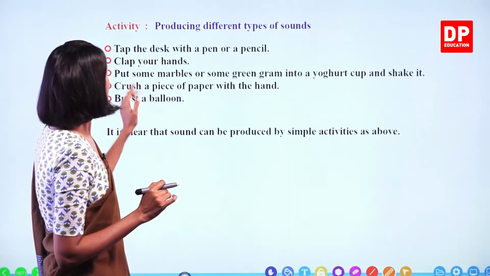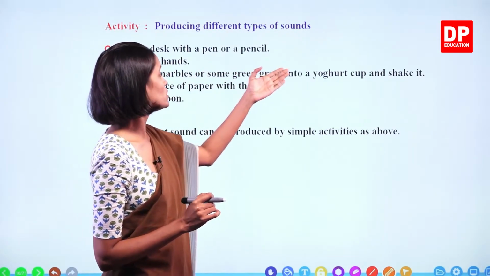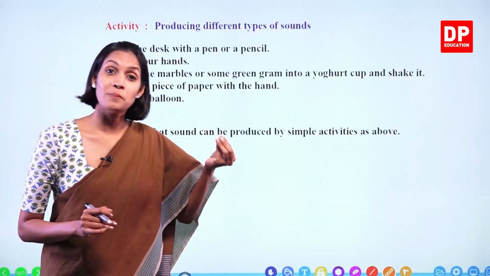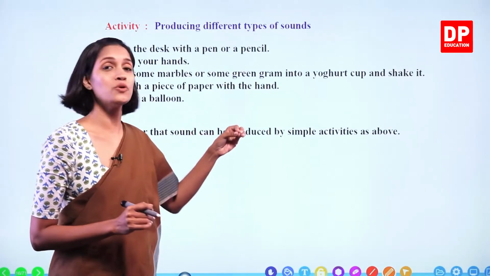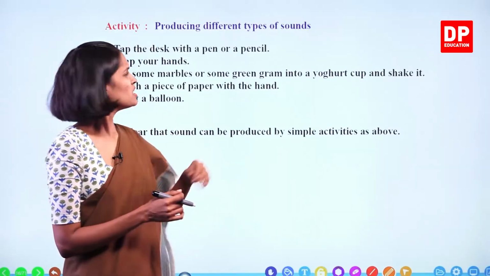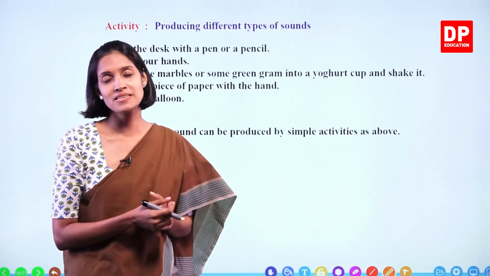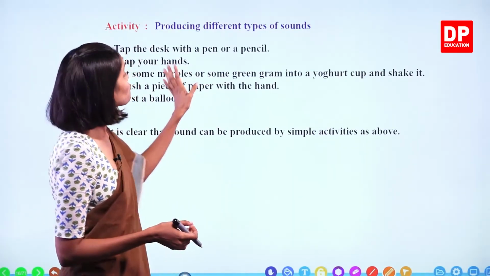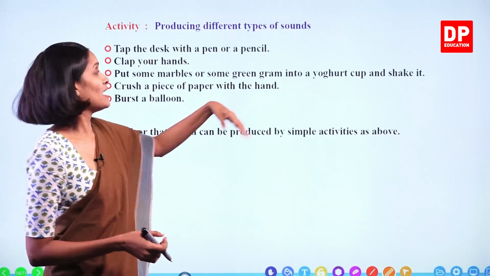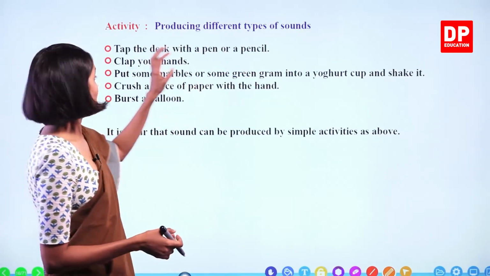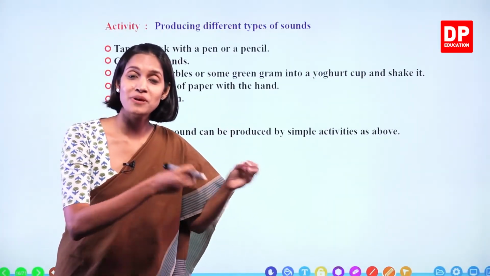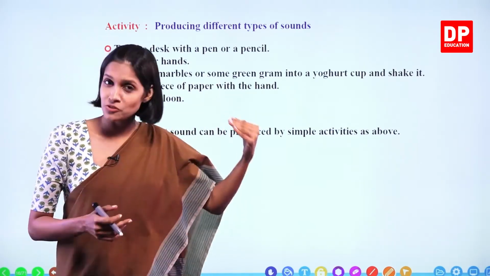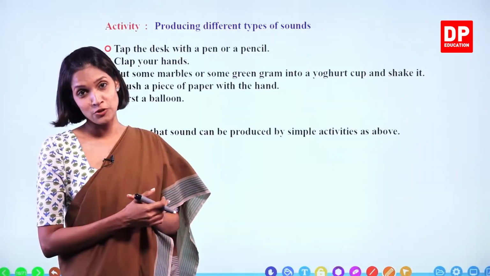Okay, children? Put some marbles or some green gram into a yogurt cup and shake it. If you have beads, you can put green gram or any other type of seeds. Or else you can even put some pebbles and shake it and check what type of sound is produced. Or if you have all of them, green gram and cowpea and marbles and beads, and pebbles also, you can put them in different yogurt cups and shake them, and you can observe that different types of sounds are produced.